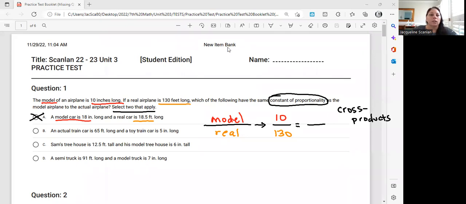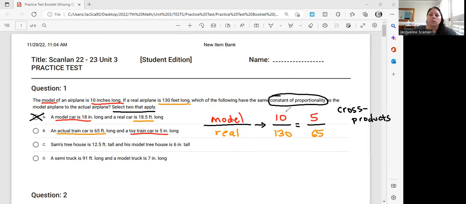So here I go color coding. It says an actual train car is 65 feet. They tried to trick you there. Notice the actual should be underlined in orange. All right, and then the model is underlined in red. Toy train car is 5 inches. So I'm going to put 5 on top and I'm going to put 65 on the bottom. They're going to try and trick you just like this on the actual test. So please pay attention to that.